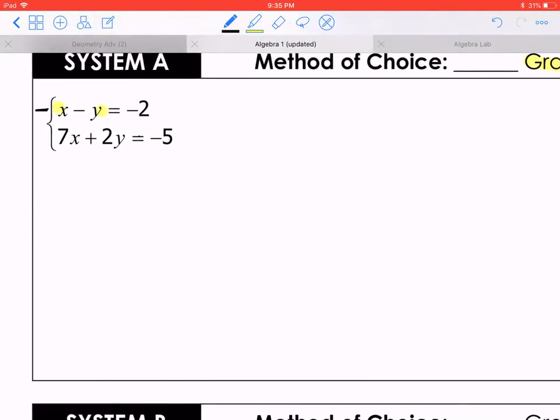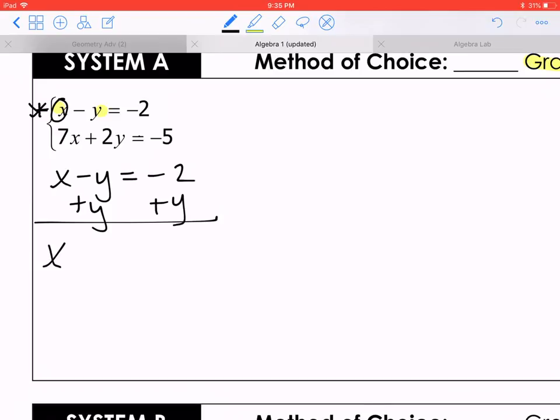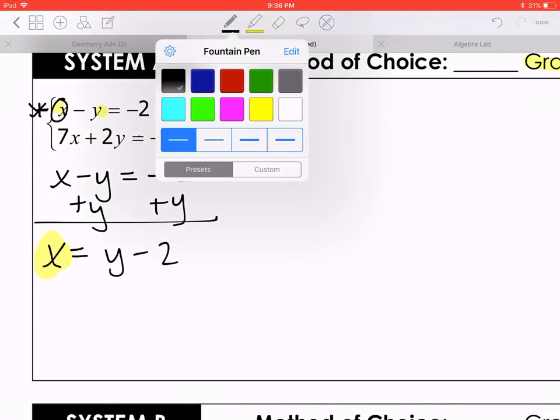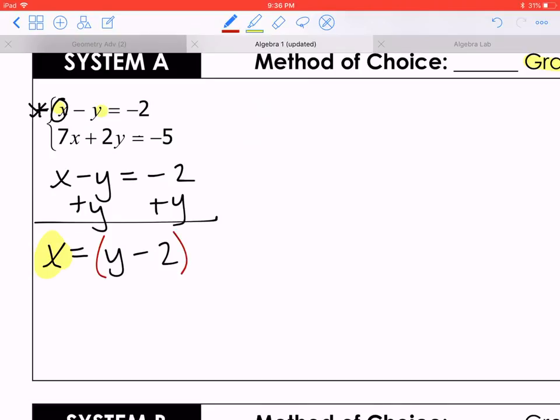Then I'm just going to come over here, choose which variable I'm going to solve for. I'm definitely going to take it from this first equation. I'm going to choose x. So I'm going to take my x minus y equal to -2. I'm going to add my y over so that x is by itself. So now I have x equals y minus 2. So now I have an x equals equation. So I can throw all this in parentheses and plug it in for my x in my other equation. So that parenthesis is going to end up right there.